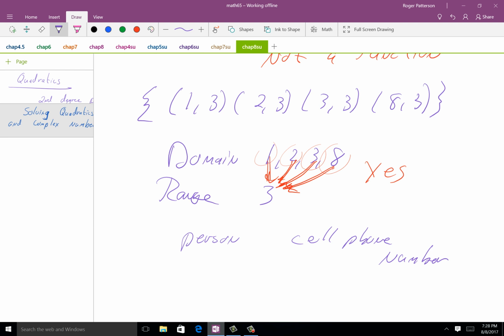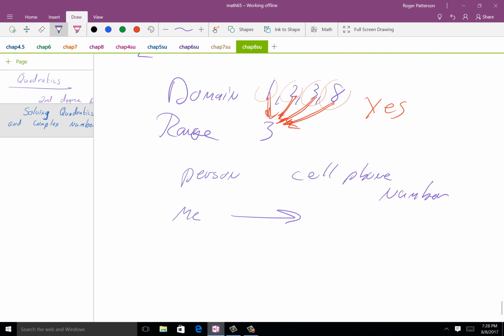Okay, so if we have a person, me, am I paired with one number? Most likely, right? Okay. Maybe I have a work number or something, but for me personally, yeah. So that would be an example of a function.